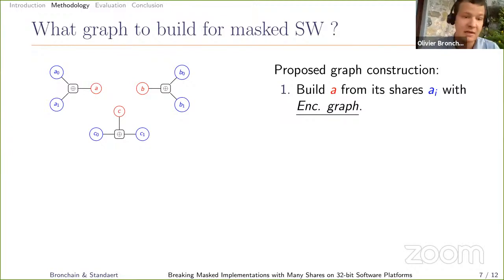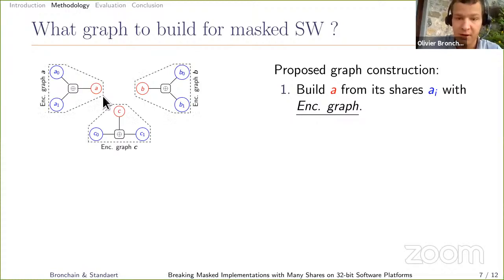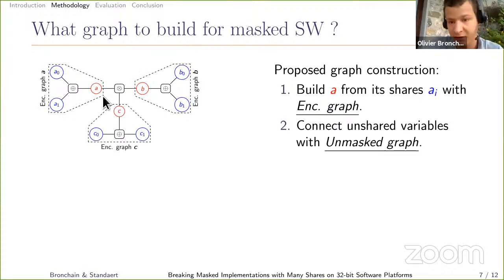So just one slide about the methodology. Basically, it consists of observing leakage on all the shares. So A1 and A0, B0, B1 are all shares. And we will combine with SASCA the values for B, which is the shared value, C and A. That's done with what we call encoding graphs. And then with the unmasked graph, we link all these secret variables, so A, B, and C, with the operation, which is a multiplication here.